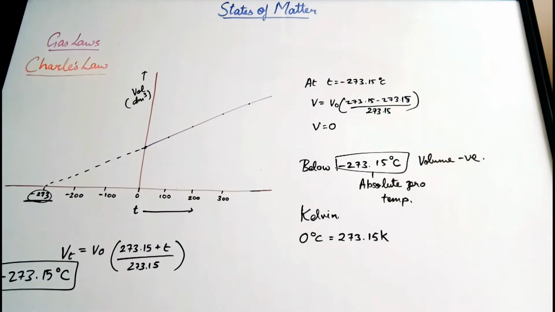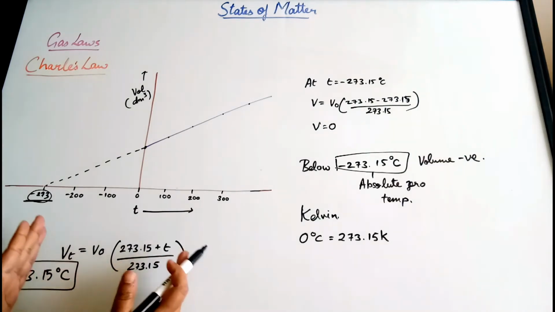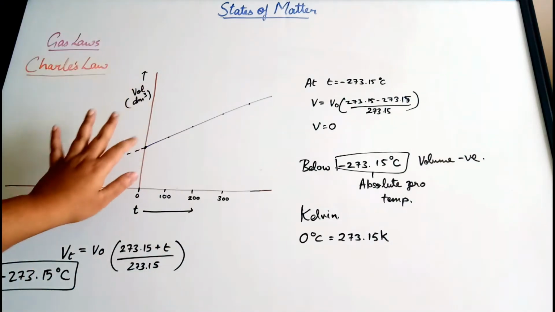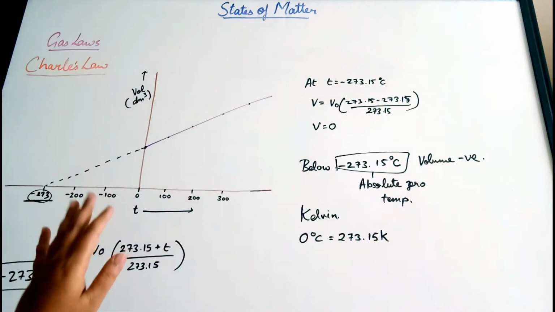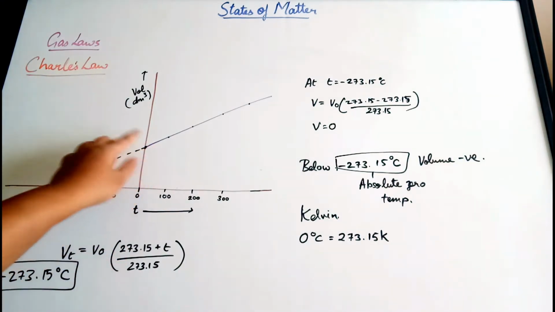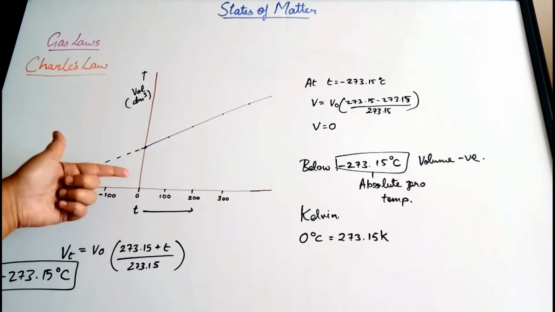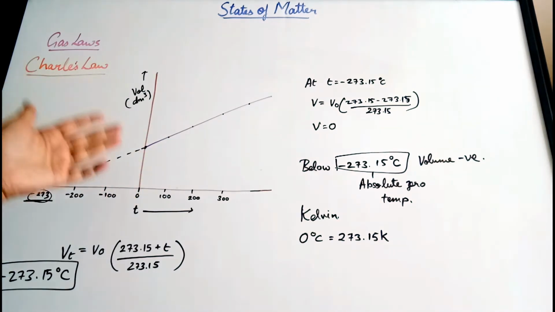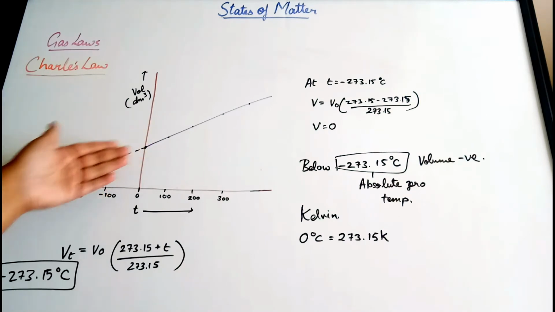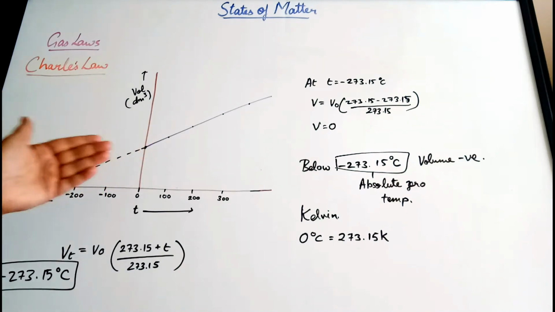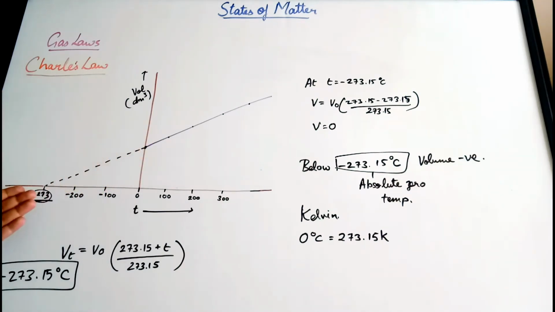Let me just once again recap. First of all, when we got this equation, they plotted the graph and this was what they found. They noticed that the line didn't meet the volume-zero point. So instead they extrapolated the line, and when they extrapolated it, it met at a particular point, that is minus 273.15 degrees Celsius.